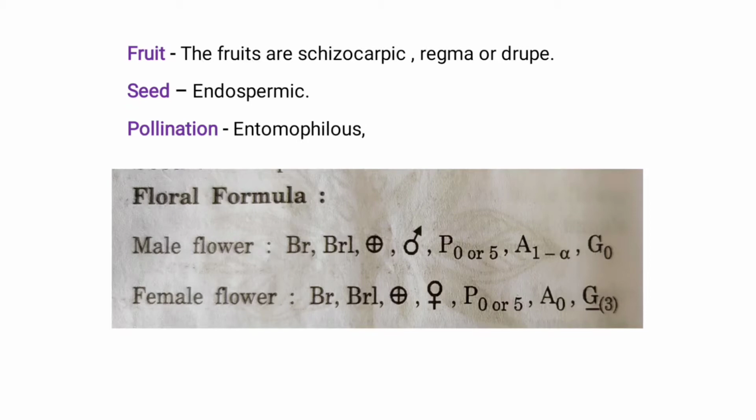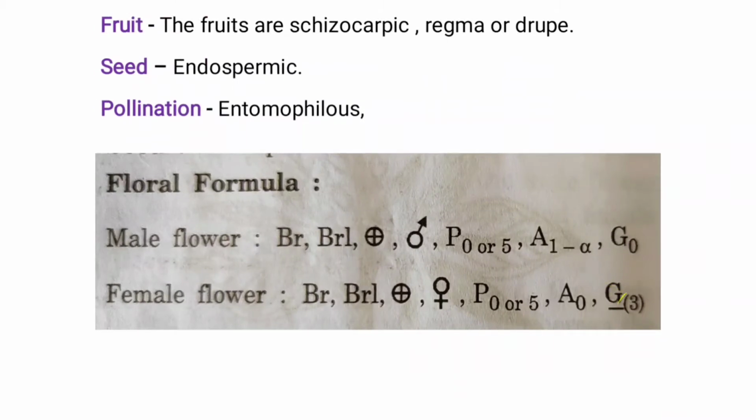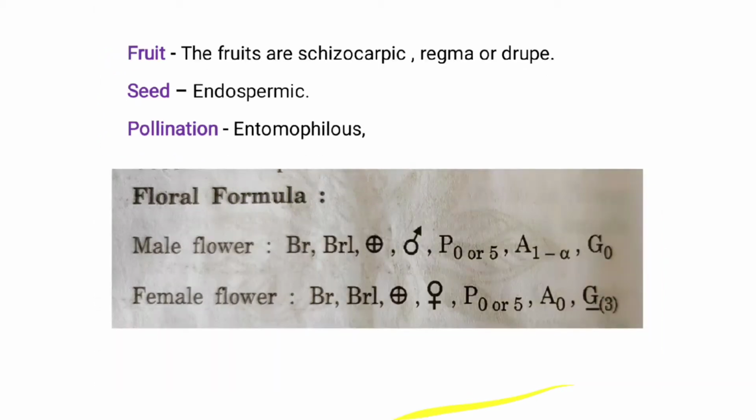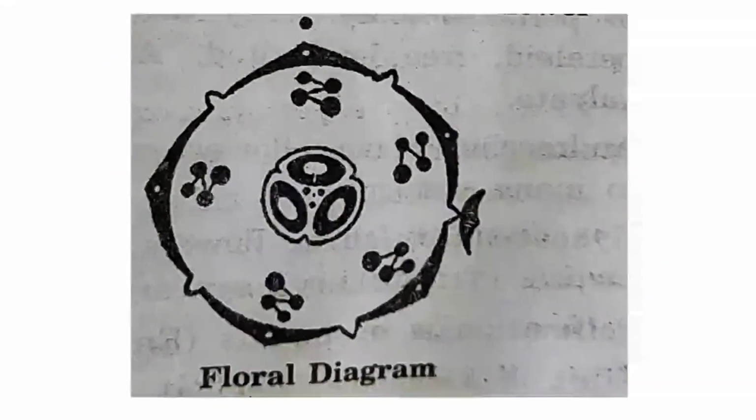In the female flower, the same characters of bracteolate and actinomorphic are present. This is the sign of the female flower. The perianth is the same, zero or five in number. The androecium is absent because it is a female flower. And the gynoecium is tricarpellary, syncarpous, and superior. So there is an underline below.